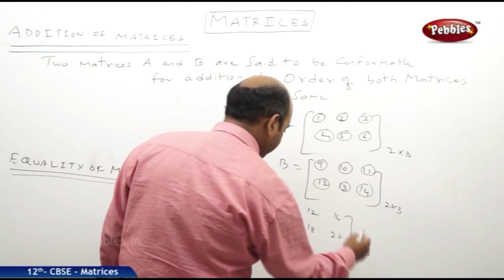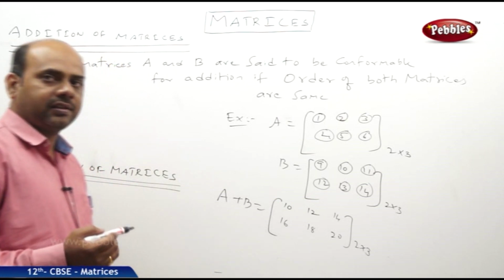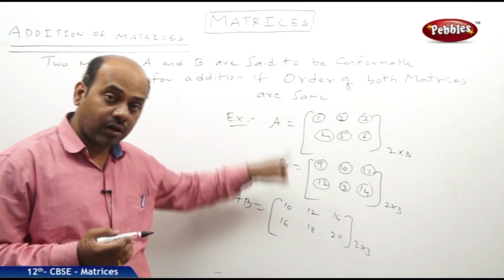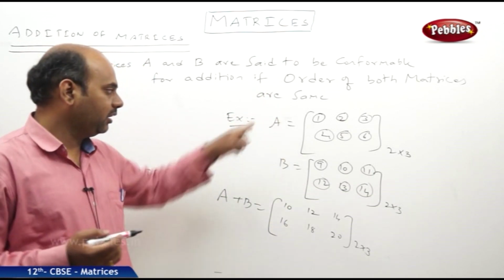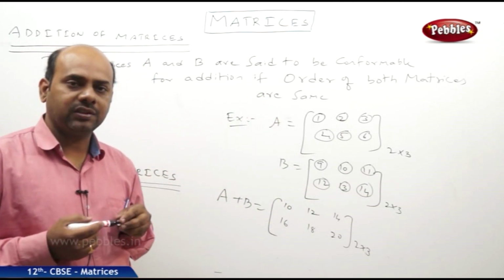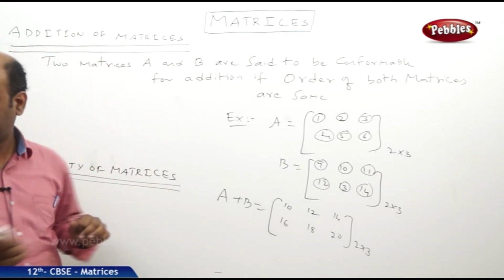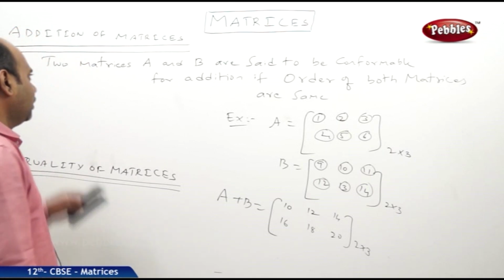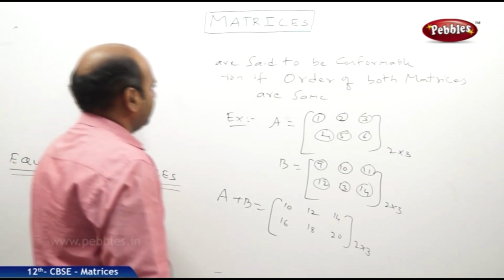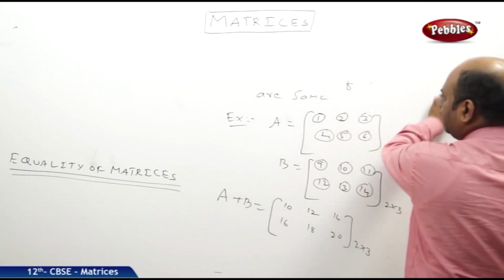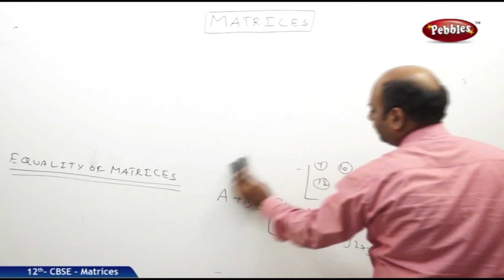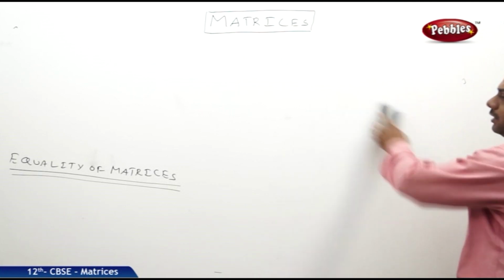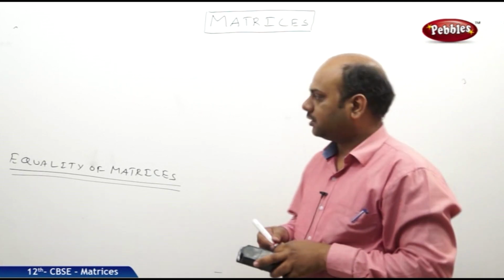Again we get the same order. That means two matrices are said to be conformable for addition if the order of both the matrices is the same, and I have given an example. Now we shall go to another concept called equality of matrices. What do you mean by equality of matrices? Two matrices are said to be equal if the order of the matrices is the same. That means if the order of both matrices is the same, then we can call the two matrices equal.